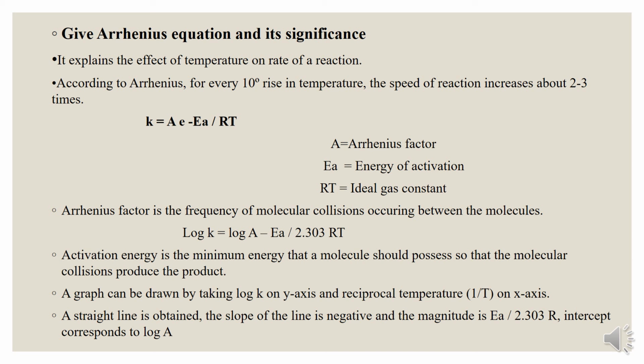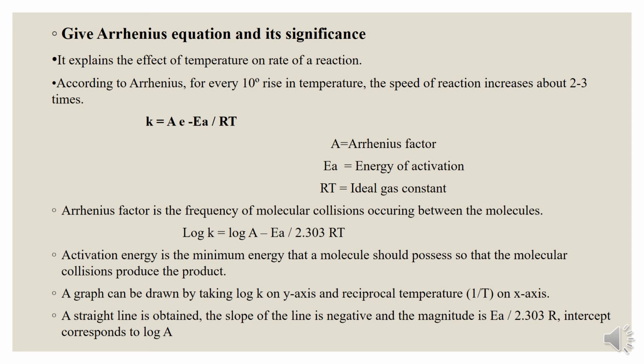Next question is also important. Give Arrhenius equation and its significance. So it is a term that is related to the effect of temperature on the rate of reaction. So according to the scientist Arrhenius, for every 10 degree Celsius rise in temperature, we can see the speed of reaction increases about 2 to 3 times. So we are expressing with the equation k is equal to A e raised to minus Ea by RT, where capital A is the Arrhenius factor, Ea is the activation energy, R is the ideal gas constant.